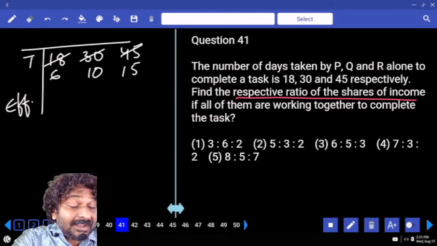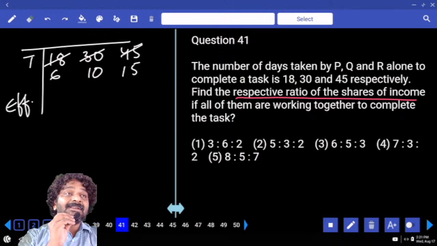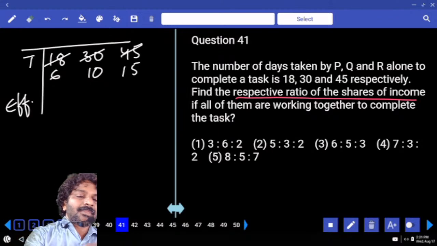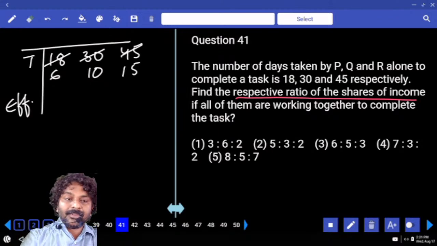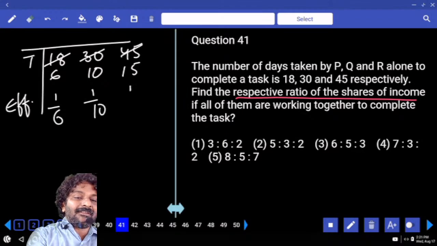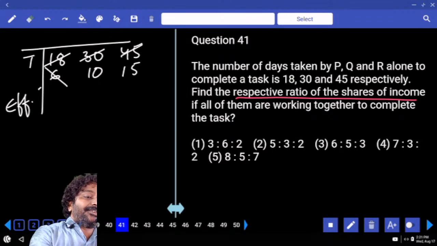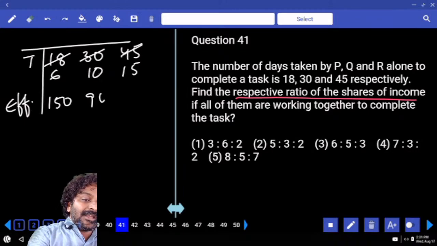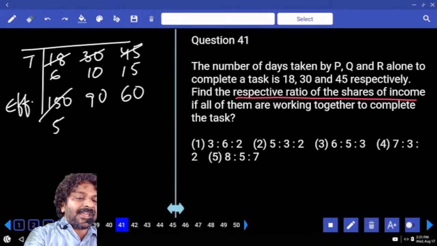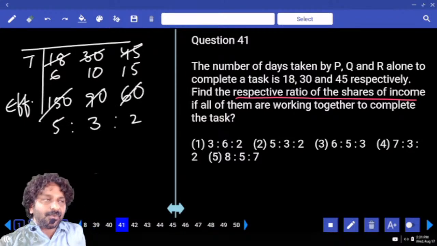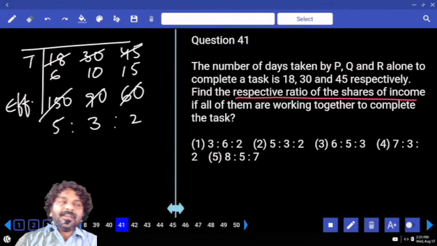So what ratio do we have to calculate now? Efficiency. That means inverse to the time ratio only. How do we calculate the inverse ratio? 1/6, 1/10, 1/15. That is not required. There is a shortcut: hide the first value, multiply the other two. How much is that? Hide the second number, multiply the other two. How much is that? Hide the third number and multiply the other two. How much is that? 60. Cancellation with 30: 5 times, 3 times, 2 times. So the efficiency ratio is 5:3:2. And salaries must be shared according to the efficiency ratio.